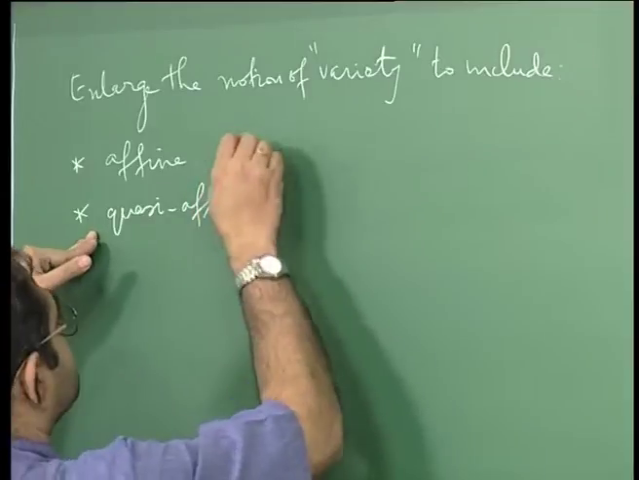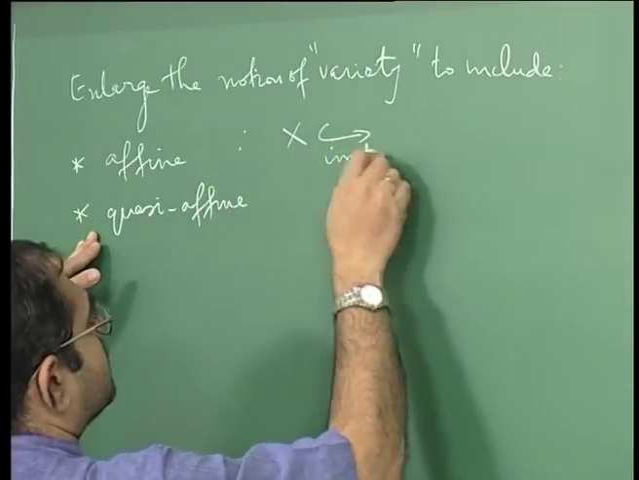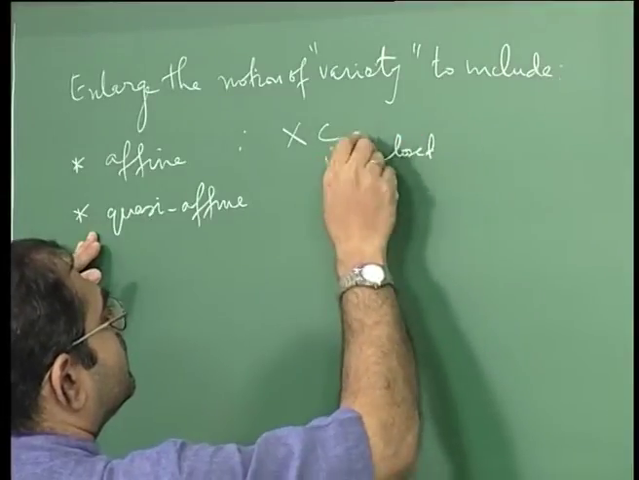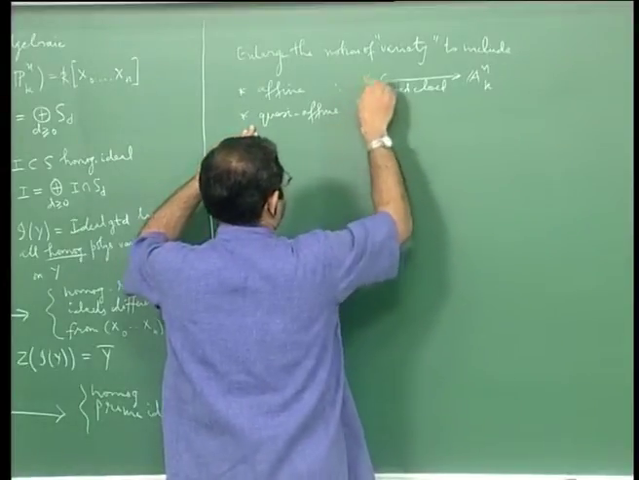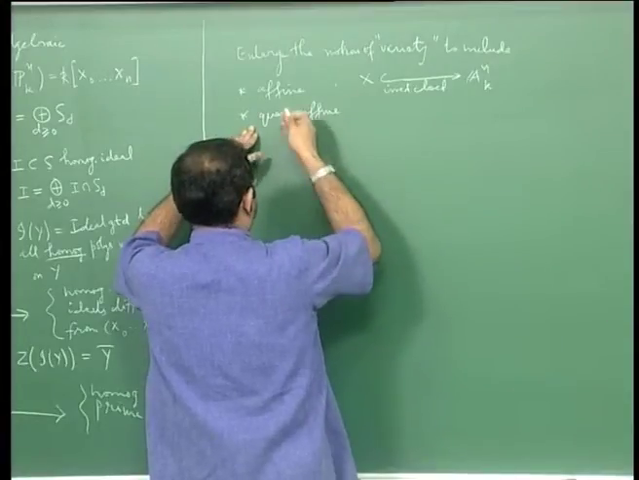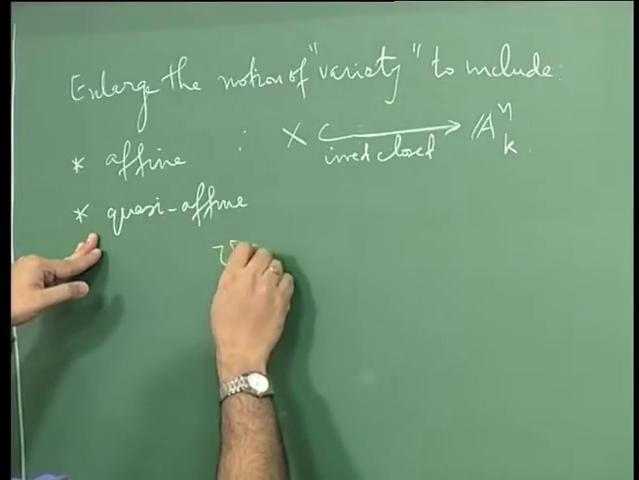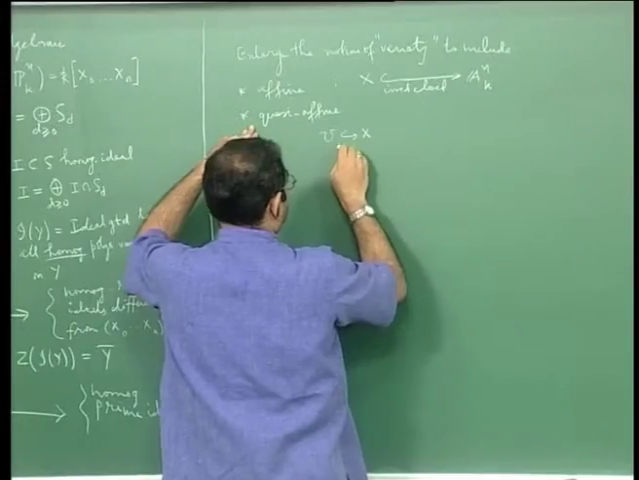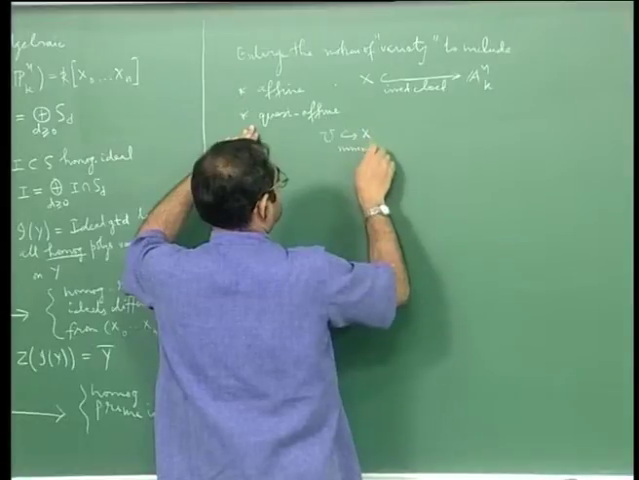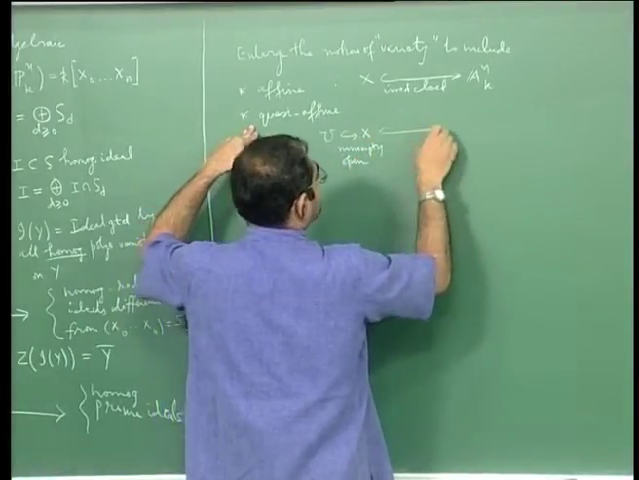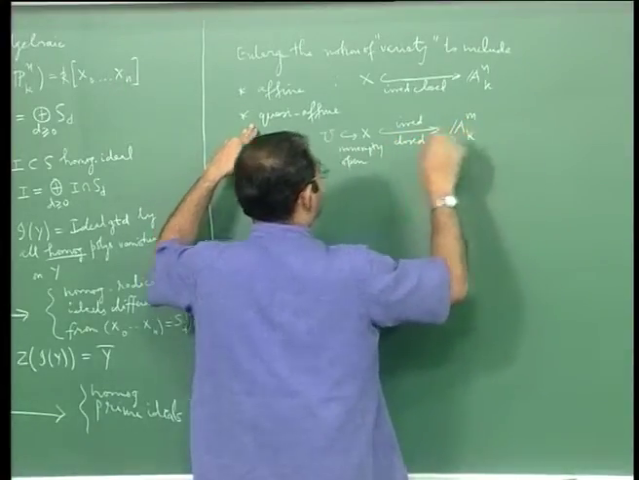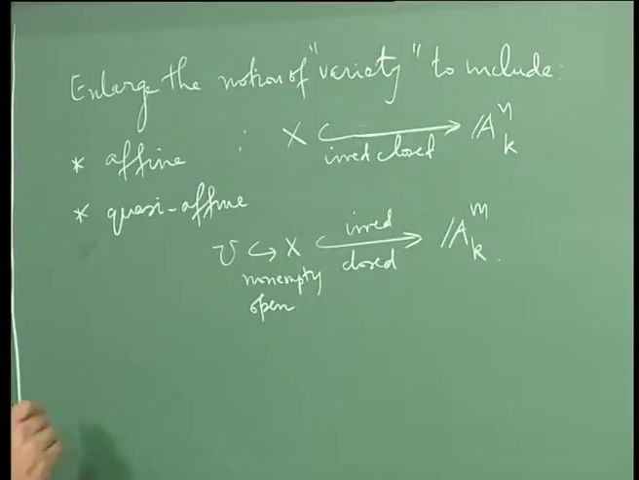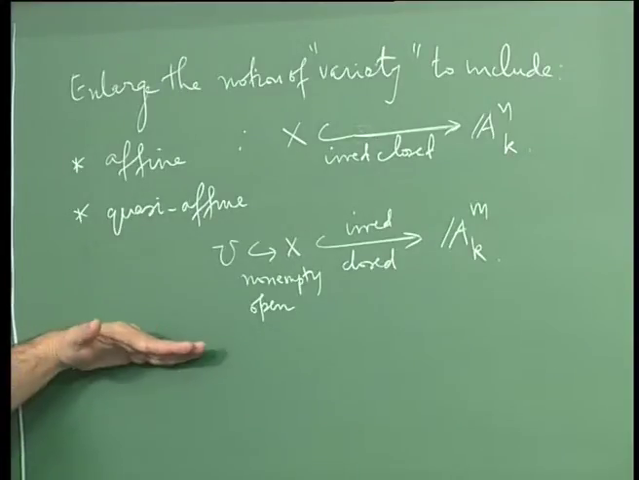So this is X, irreducible closed in some affine space, and quasi-affine meant something that's an open subset of such an X. So you can think of it as U sitting inside X, a non-empty open subset of X, which is an irreducible closed subset of some affine space. Okay, so this is what is meant by a quasi-affine variety. We have already dealt with these two. Now you extend the definition to include projective varieties and quasi-projective varieties.